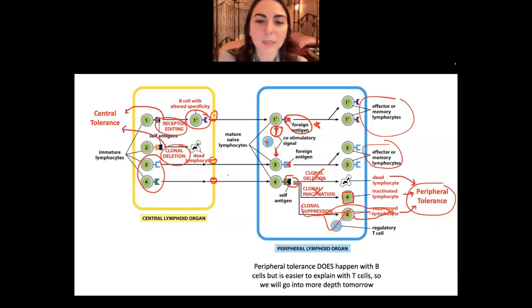And we're going to go into a lot more detail on central tolerance and peripheral tolerance with T cells, because it's really important with T cells, but just know that B cells do go through this process. We did talk about it, but we're going to go into more detail tomorrow with T cell development. It goes through basically the same process.